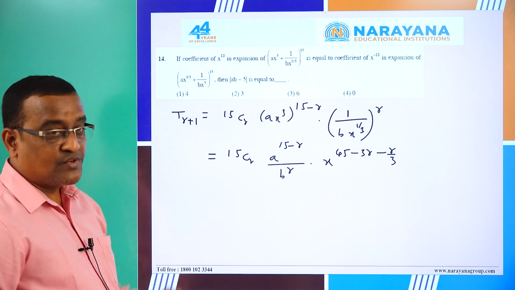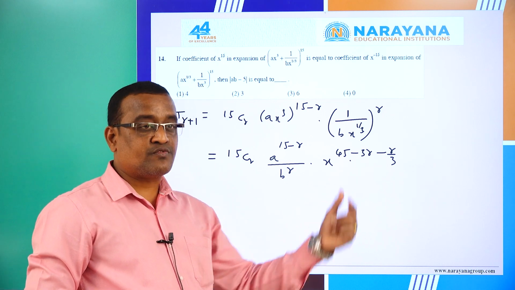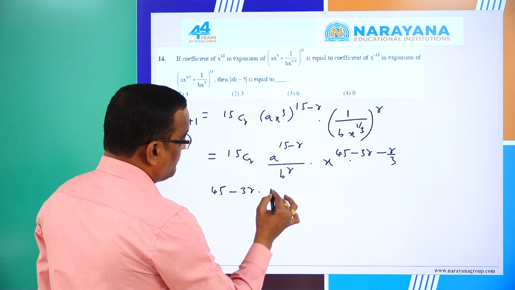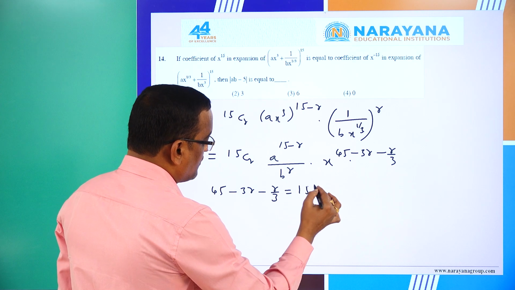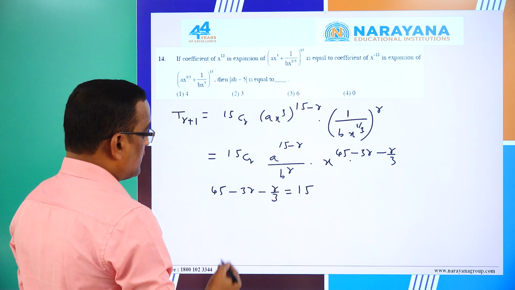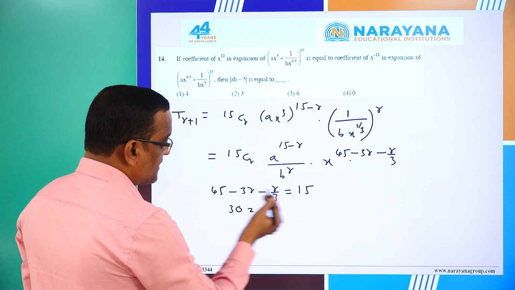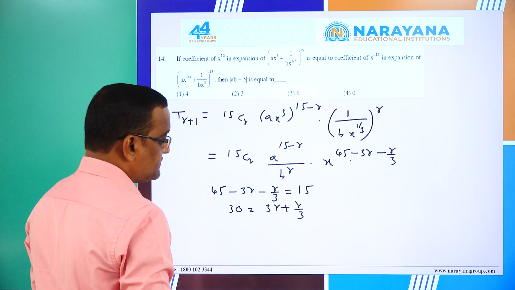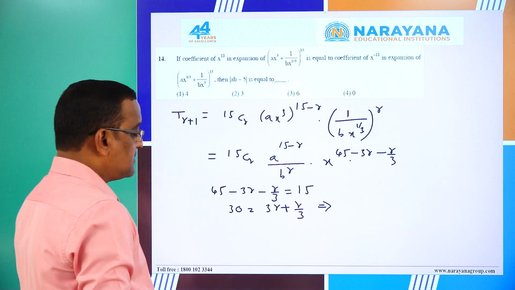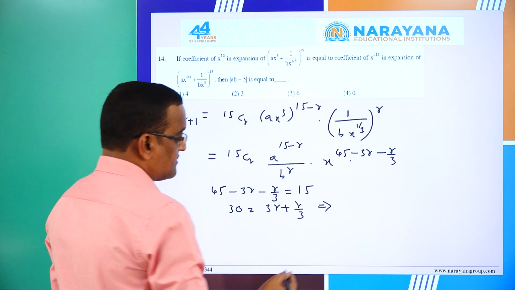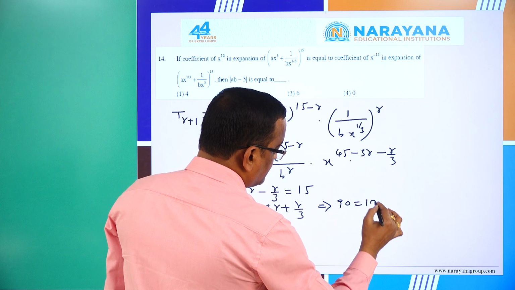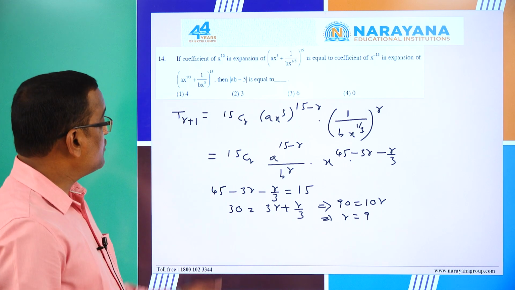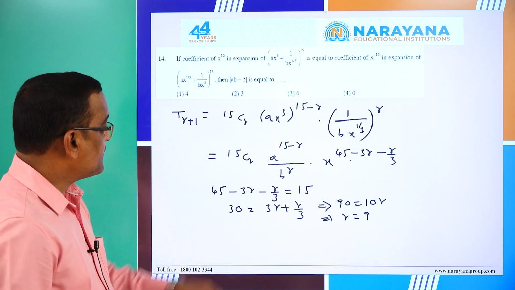Now to get the x^15 coefficient, you have to equate this x power to 15. That will give 45 minus 3r minus r/3 is equal to 15. So we have 30 is equal to, taking 15 this side, 3r plus r/3. That is 90 is equal to 10r. From this we get r is 9. And substituting r equal to 9 here, we get the coefficient of x^15.